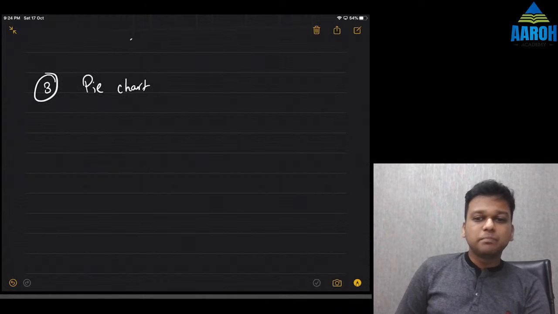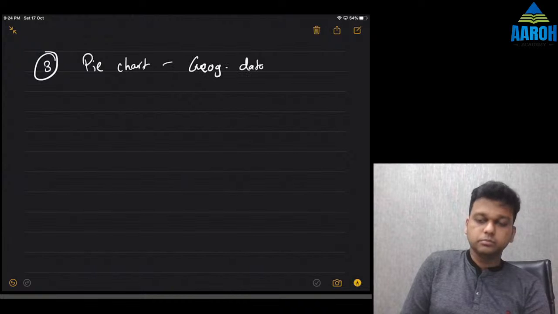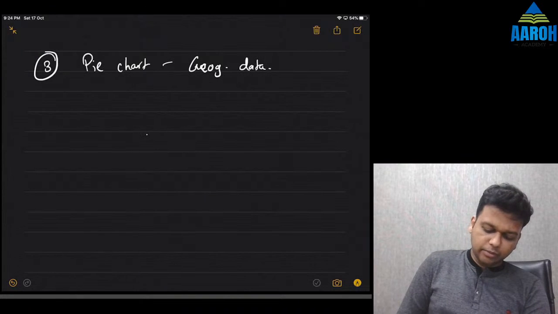Clear. Third is pie chart for non-frequency data. This is used mainly for geographical data. What is a pie chart? You must have seen it somewhere. A circle is divided into various parts.